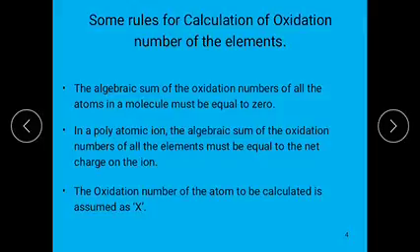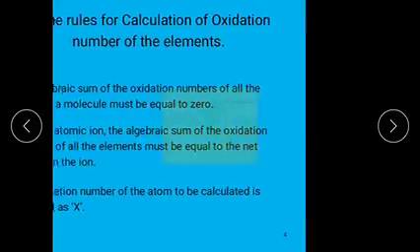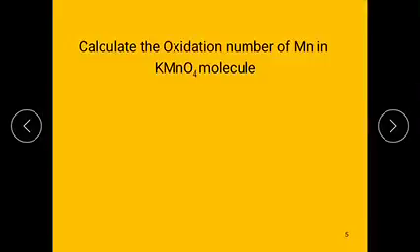The oxidation number of the atom to be calculated is assumed as X. And then the calculated oxidation number of atoms in any molecule or ion should not exceed its group number. It may also be equal to its group number.